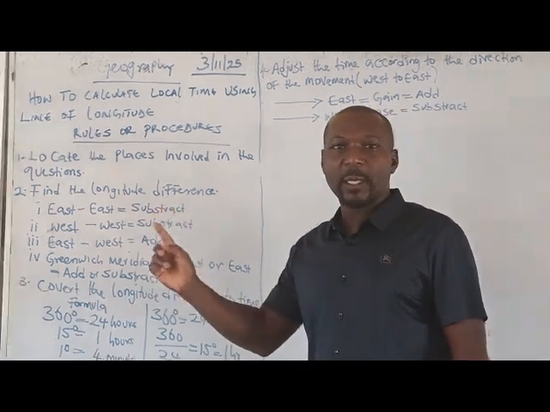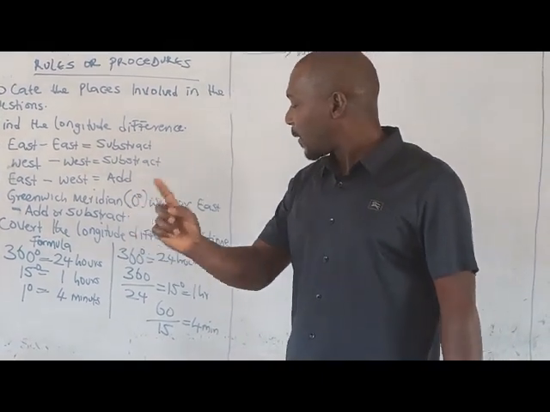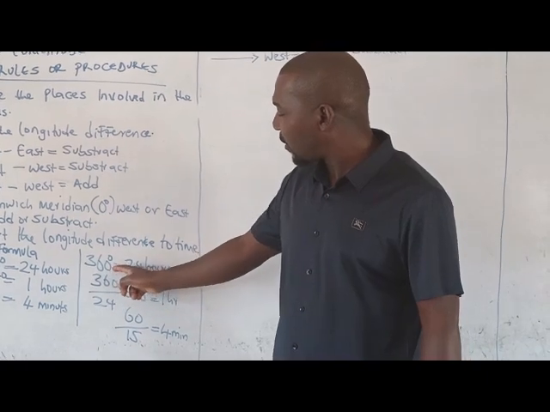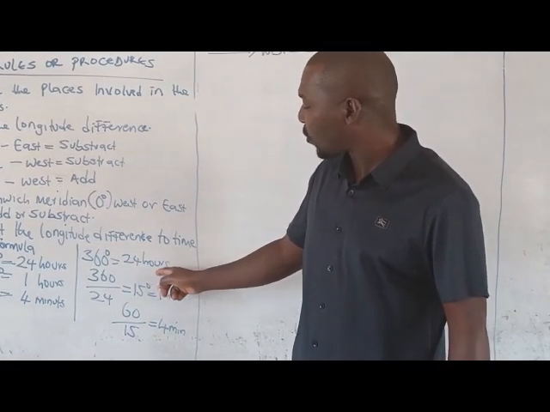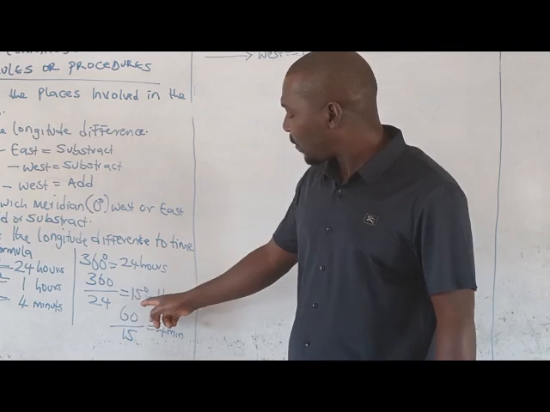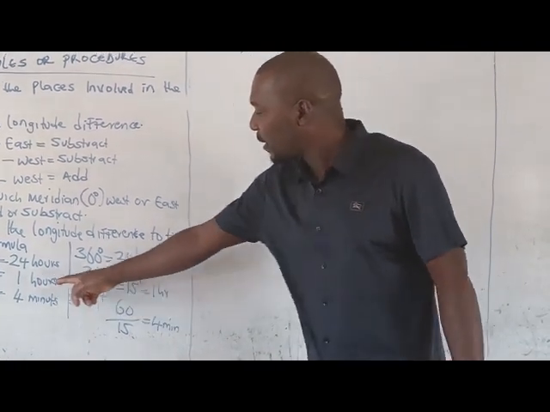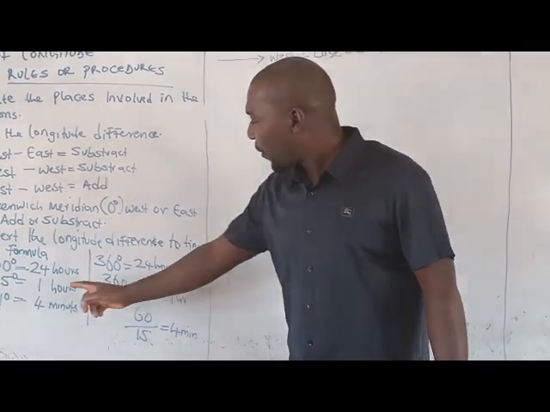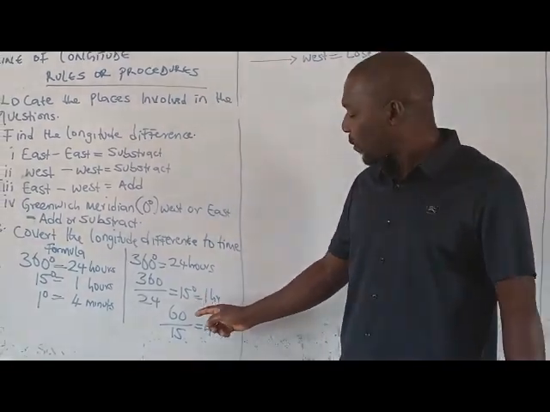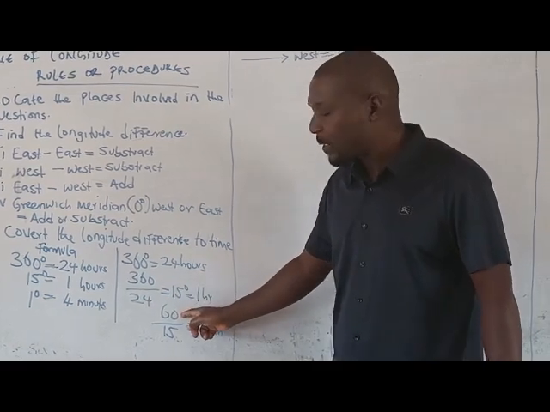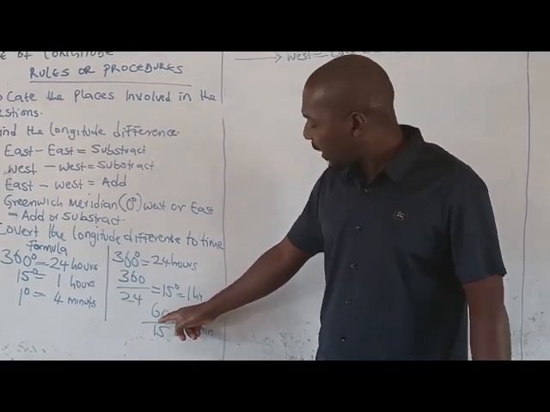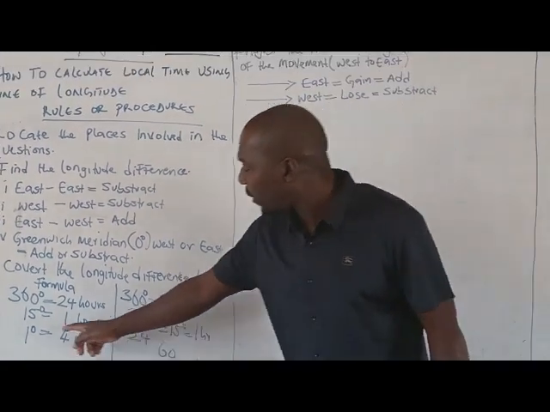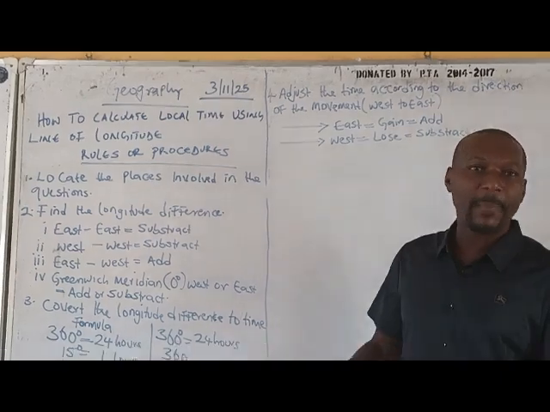This is how we come about it. It takes 360 degrees to rotate and come back to its position, so it takes 24 hours. We divide 360 by 24, and that is where we get our 15 degrees, which is 1 hour. And we know every 1 hour is 60 minutes, so we divide 60 minutes by 15. That's when we get our 4 minutes. So for every 1 degree is 4 minutes.